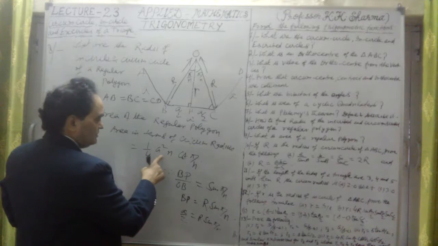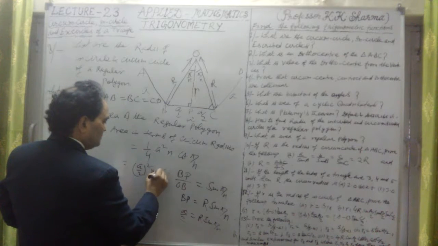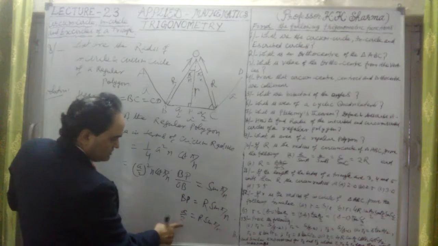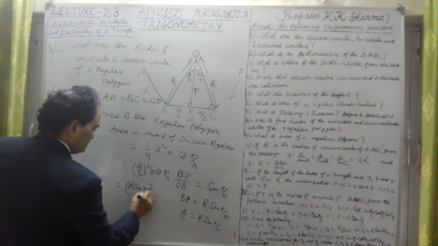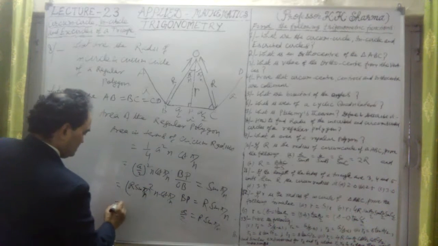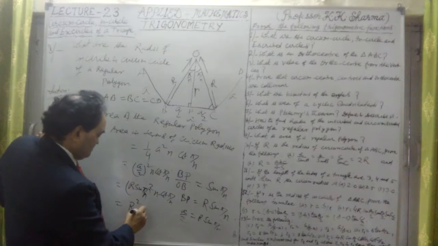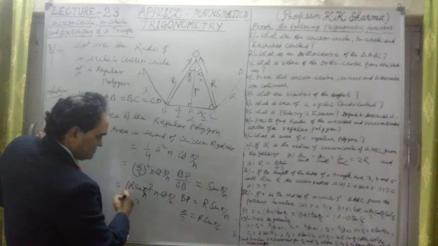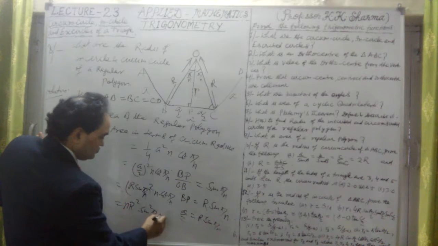Now here we were having A by 2 whole square. We can write it as A upon 2 whole square into n into cot pi upon n. So in place of A by 2, if I put R into sine pi upon n, it is R into sine pi upon n whole square into n into cot pi upon n. Now remove this R square: R square, this is n, into sine square pi upon n into cot, meaning cos pi upon n upon sine pi upon n.